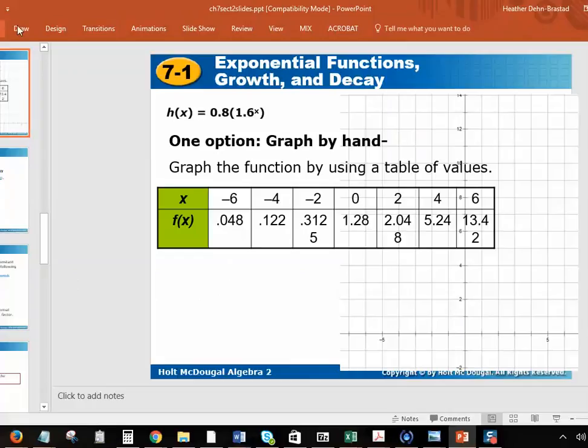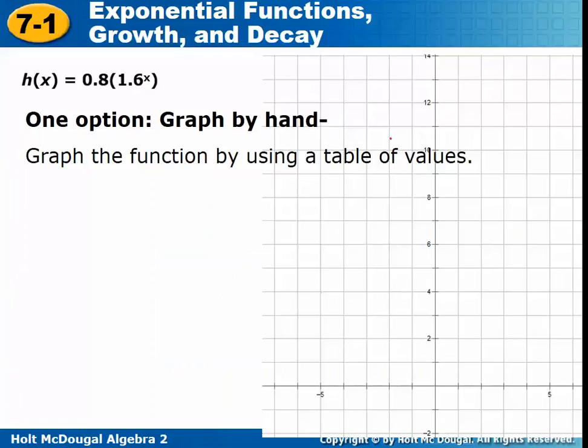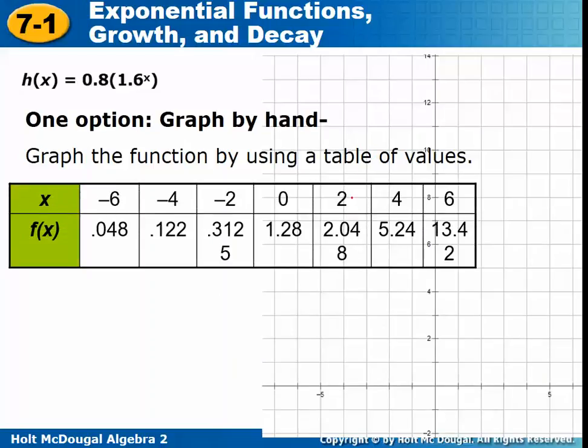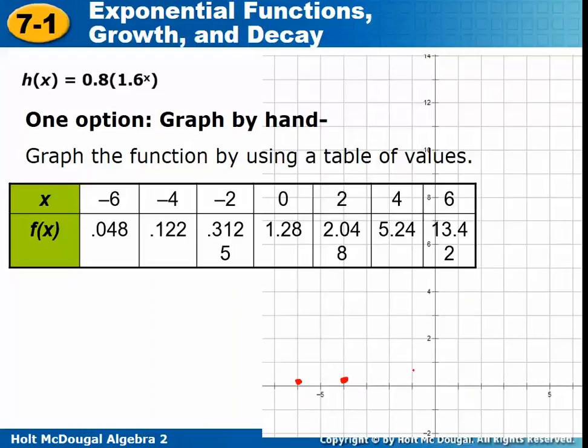Okay, now we will graph these by hand. I'm going to go back to the slideshow so I can use my pen. And here's my values. So at -6, which is about here, we're only at just barely above the x-axis. There we go. At -4, we're still very low, just slightly above that at 0.122. At -2, we're still not even at halfway. And at 0, we're finally above 1, 1.28.